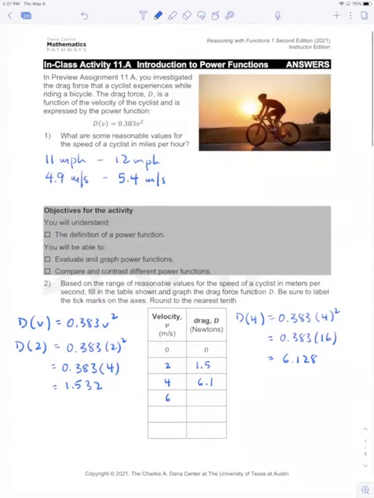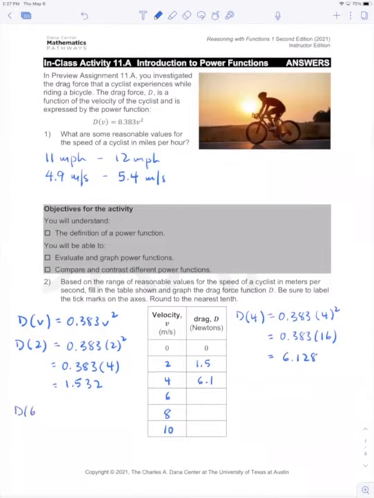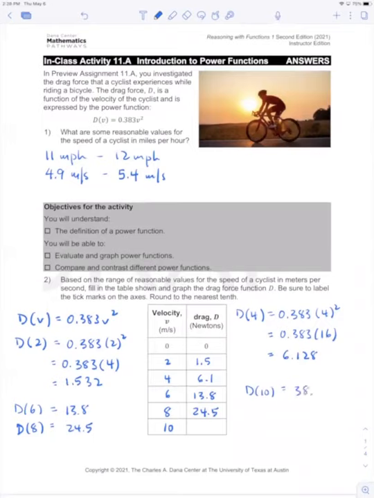If we just continue, we're going up by 2s. What do we do with 2, 4, 6? We could do 8 and 10. And if we plug in D of 6, by the same process, we get about 13.8. We do D of 8. This is going to give us about 24.5, after we round to the tenth place. And finally, we do D of 10. We end up at 38.3.